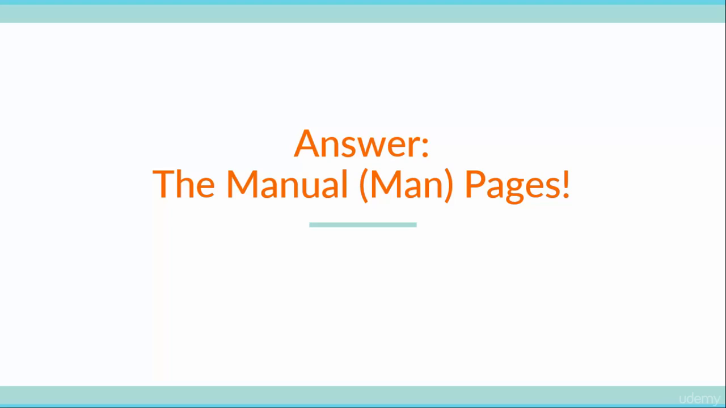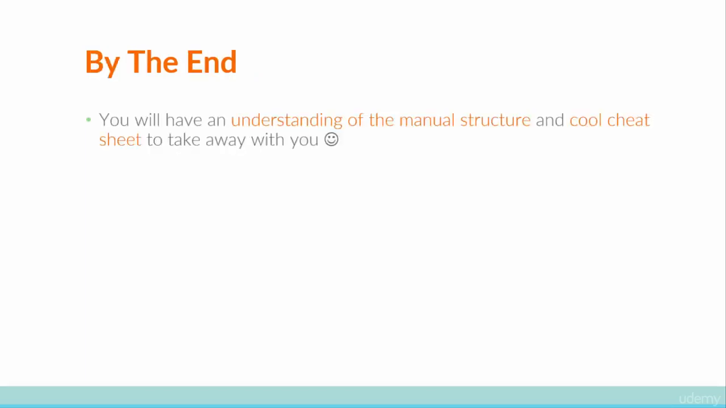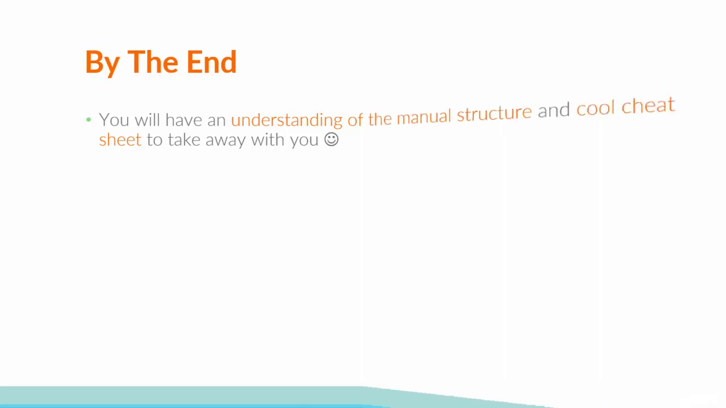Now, Linux comes with an incredible set of manual pages that will detail the workings of pretty much everything on the system, including commands. So in this video, we're going to be covering how the manual is structured. Because the manual is massive, having an understanding of the structure behind it is going to make it so much easier to navigate, because then you'll know not only what is available in the manual, but also where to look for it. So by the end of the video, you'll have an understanding of the manual structure and which sections are probably going to be most important to you, and you'll also have a cool cheat sheet to take away with you that pretty much has all the notes and all the top information from this video. So that's quite exciting. So let's go ahead and jump right into it.